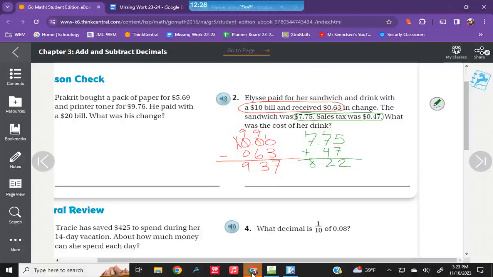So now, what I need to figure out is how much is the difference. Because our red numbers here, this is the total. This is the cost of our sandwich right here. So we're going to take the difference. $9.37 take away $8.22. And this, ladies and gentlemen, is going to give us the price of our drink. So you will have to figure that part out.